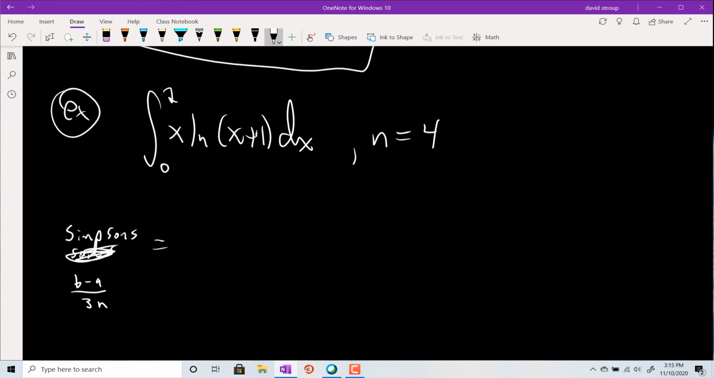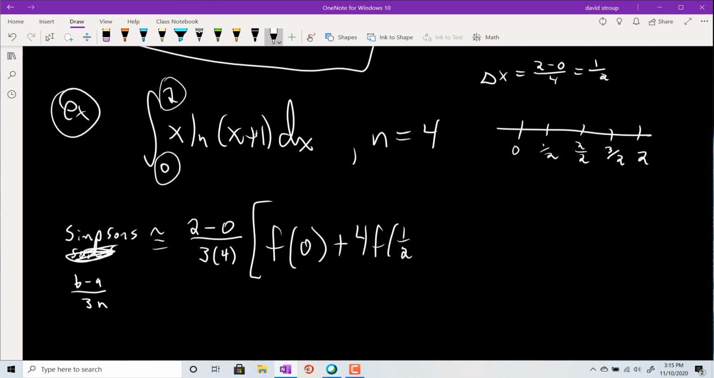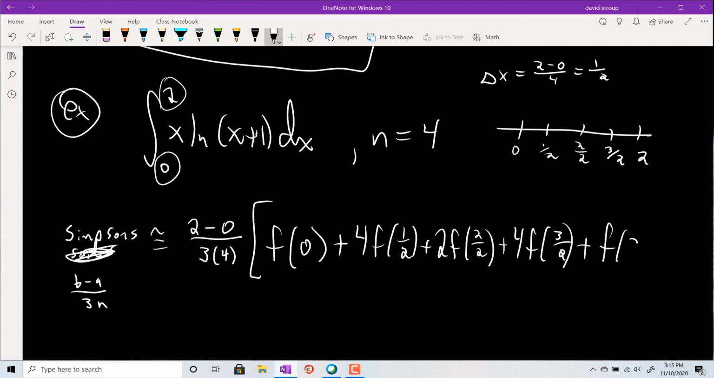Sorry. So using Simpson's rule, this thing is approximately b minus a. So again, look at the limits on the integral. 2 minus 0 all over 3 times n, which is 4 in this case, times f of, and again, it will have the same subintervals going from 0 to 2. The change in x is 2 minus 0 over 4, which is 1/2. So I'm going by 1/2: 1/2, 2/2, 3/2, and those are the numbers I'm putting into my function. So f of 0 plus 4 f of 1/2 plus 2 f of 2/2, which is 1, plus 4 f of 3/2, and then plus 1 f of 2.